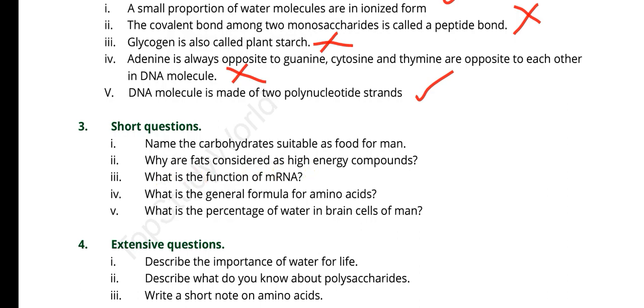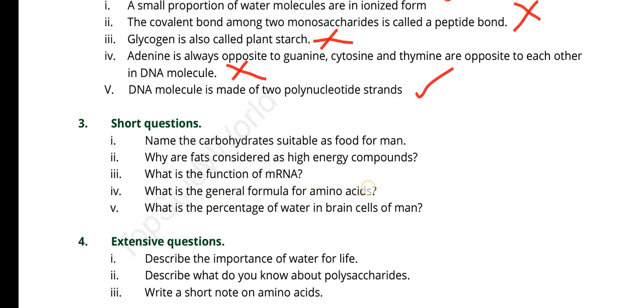What is the function of messenger RNA? Actually, the function is that they take the message from the nucleic acid or the nucleus, and they convey it to the ribosome for the formation of a particular protein. Or you can say that they take the message from DNA and then deliver it to the ribosome for the formation of proteins.